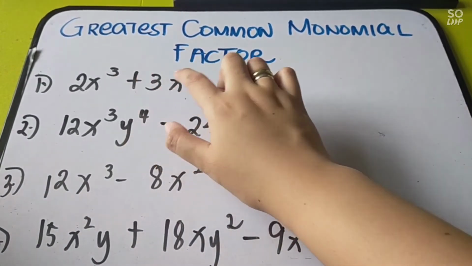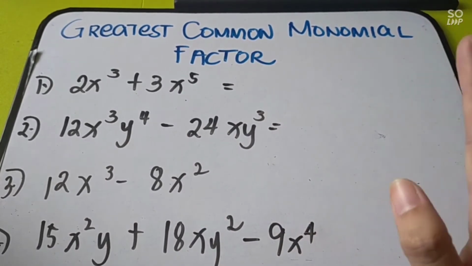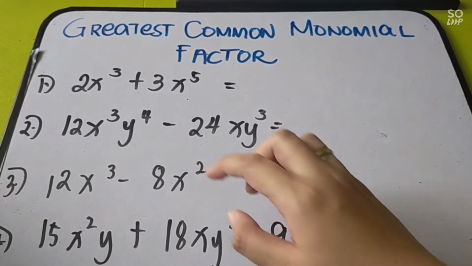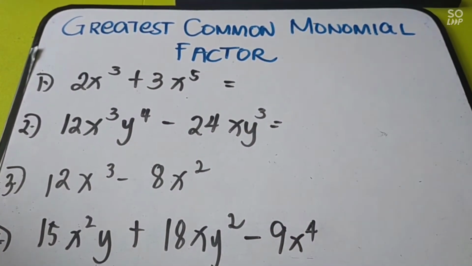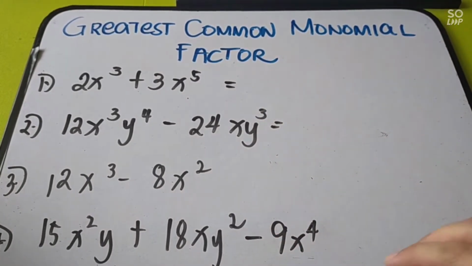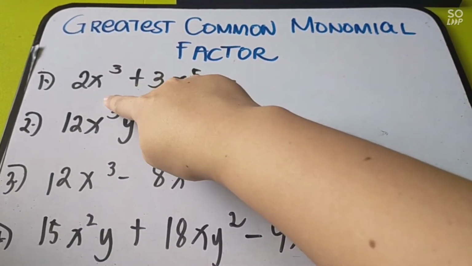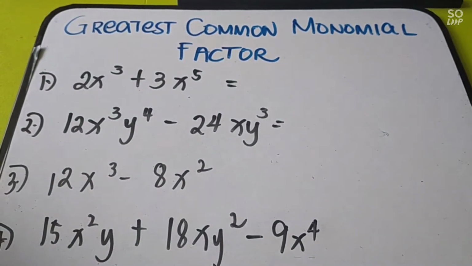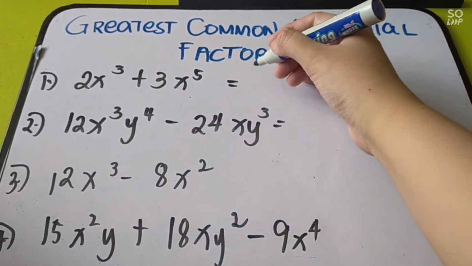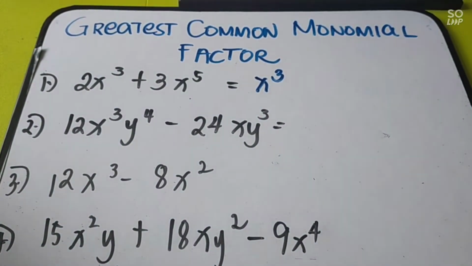Let us have the first one. I have 2x cubed plus 3x raised to 5. So, let us see kung merong common sa kanya. So, let us have first the numbers. For 2 and 3, may common ba? Wala tayong common. We have no greatest common factor with 2 and 3. So, hindi tayo makakapaghiwalay ng monomial sa kanya. Next tayo, I have x cubed and x raised to 5. May common ba? Yes, there is. Pareha sila ng variable. Merong pinakamaliit na variable which is x cubed. So, that is your monomial factor, si x cubed.